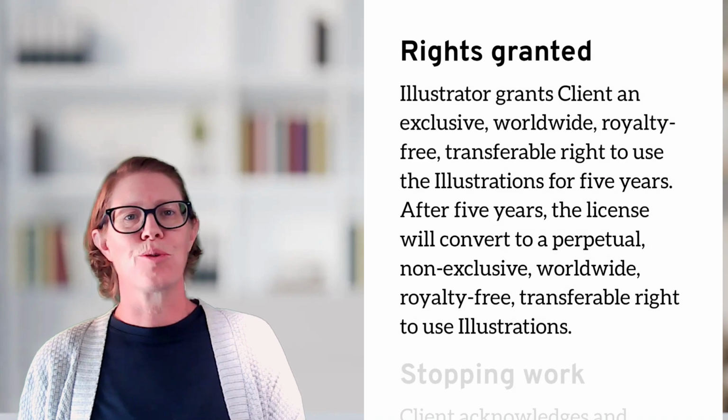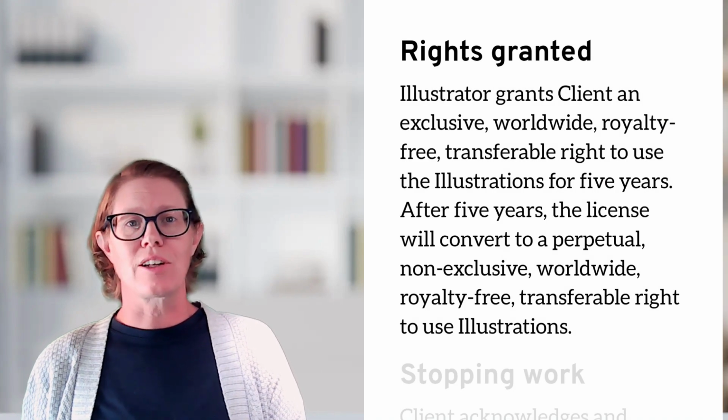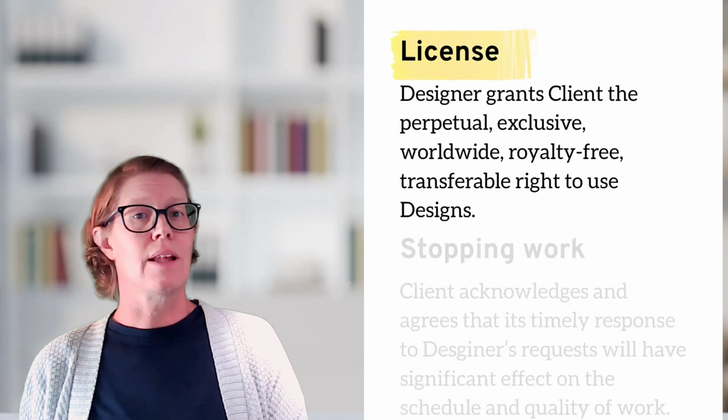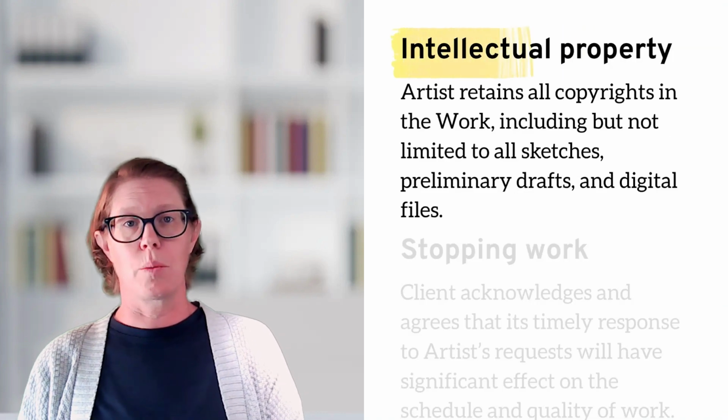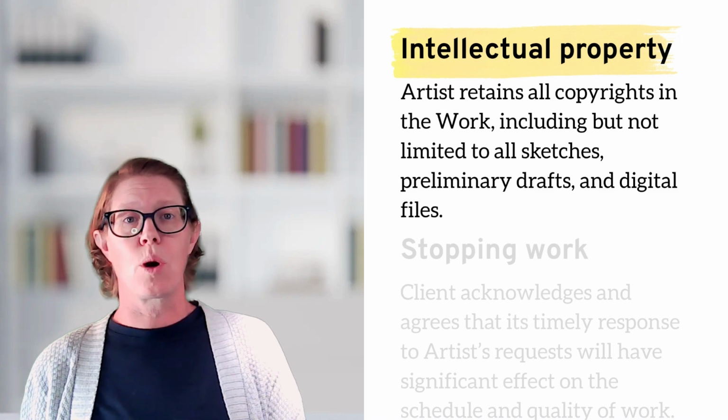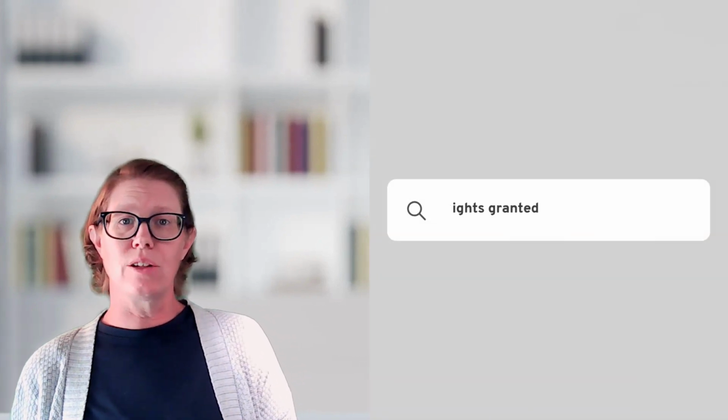Your first tool in scanning the contract is the section headers. Look for sections with names like rights granted, license, ownership, or intellectual property. If you can't find one of those, then check deliverables or the scope of work. Headings can be helpful, but sometimes important terms will be hidden in other sections. That's why your second tool is entering keywords into the Find tool, so you can see where they pop up.